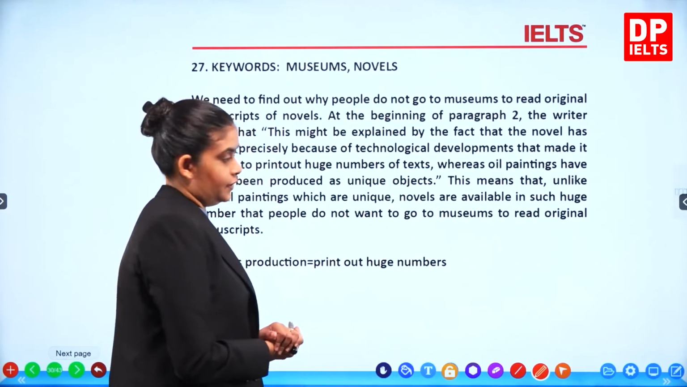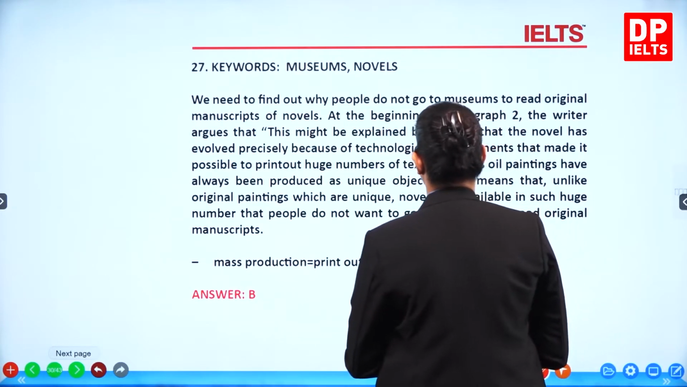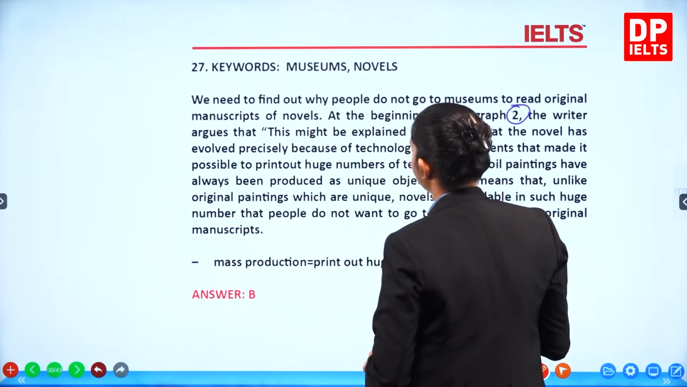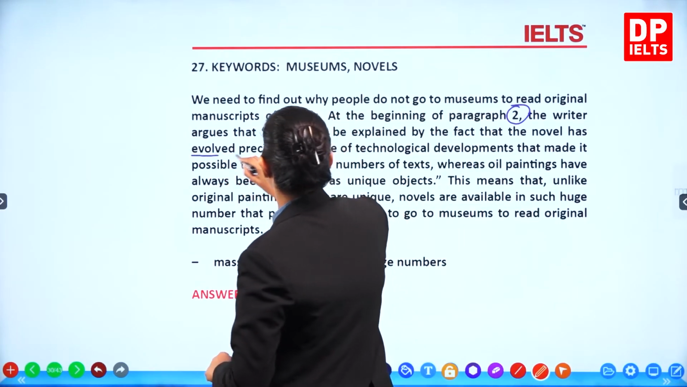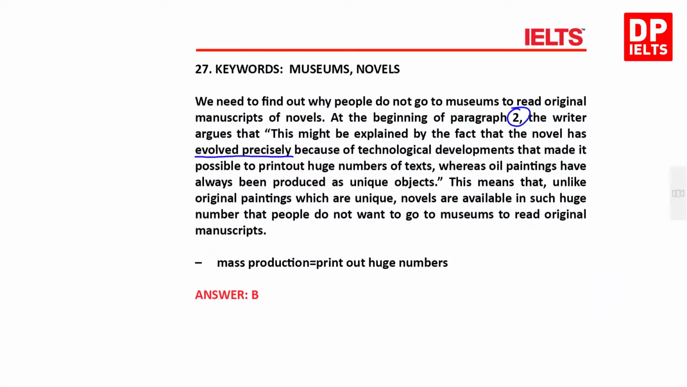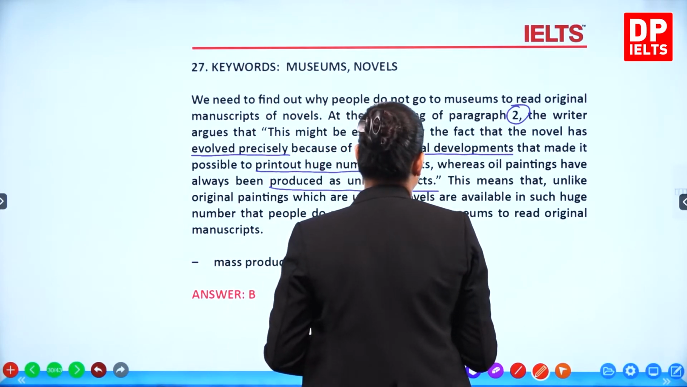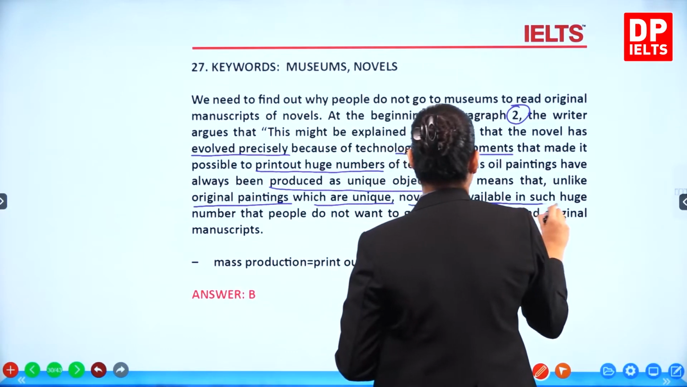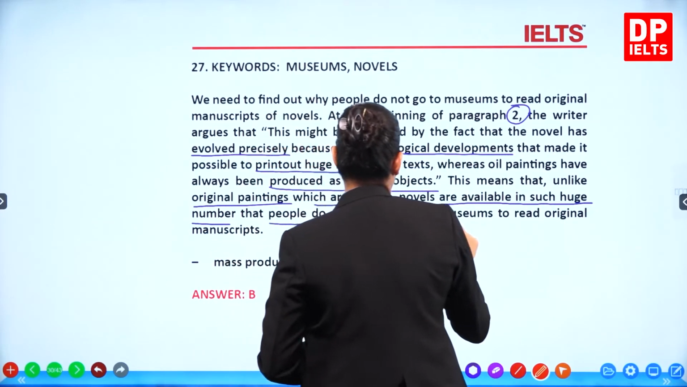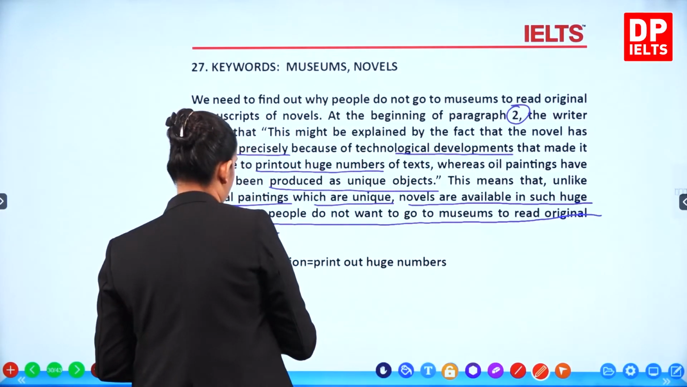Let's have a look at question number 27. We find out about why people do not go to museums to read original manuscripts of novels. At the beginning of para 2, the writer says, this might be explained by the fact that the novel has evolved precisely because of technological developments that made it possible to print huge numbers of texts, whereas oil paintings have always been produced as unique objects. This means that unlike original paintings, which are unique, novels are available in such huge numbers that people do not want to go to museums to read original manuscripts. So here I think the most appropriate answer would be B.